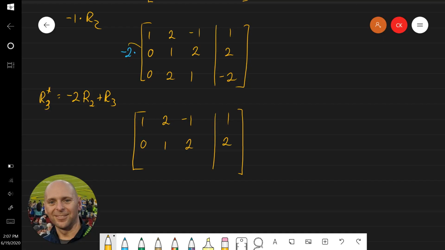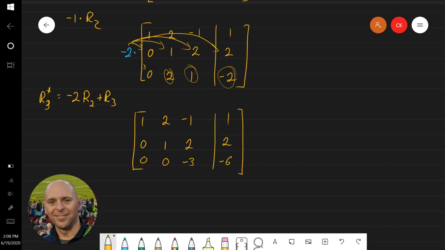So here we go. -2 times 0 is 0, plus 0 is still 0. -2 times 1 is -2, plus 2 is 0. -2 times 2 is -4, plus 1 is -3. And last, -2 times 2 is -4, plus -2 is -6. Again, if you need to multiply that up separately and then add the two rows together, that's fine if you feel like that's what you need to do. So now we've got, again, one more equivalent matrix.